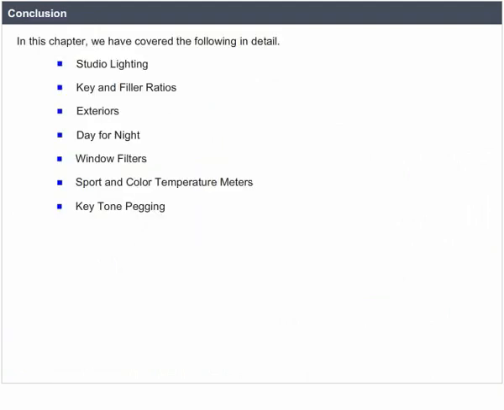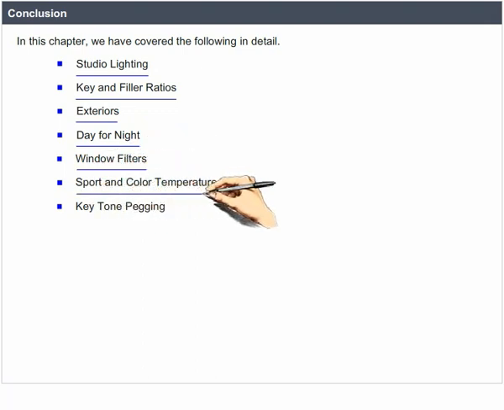Conclusion. In this chapter, we have covered the following in detail: studio lighting, key and filler ratios, exteriors, day for night, window filters, spot and color temperature meters, key tone pegging.